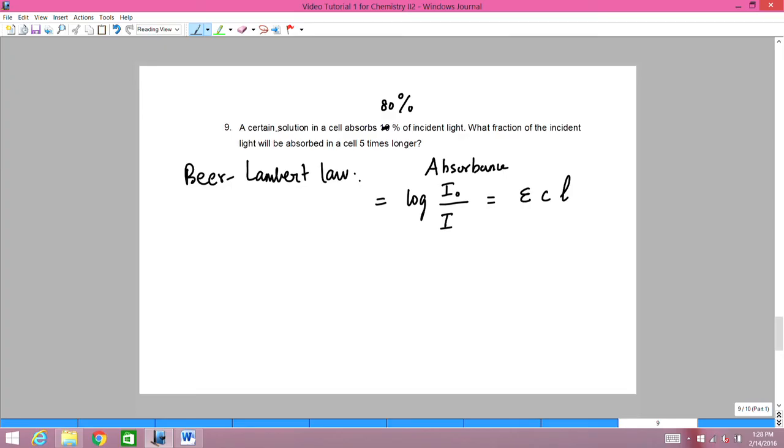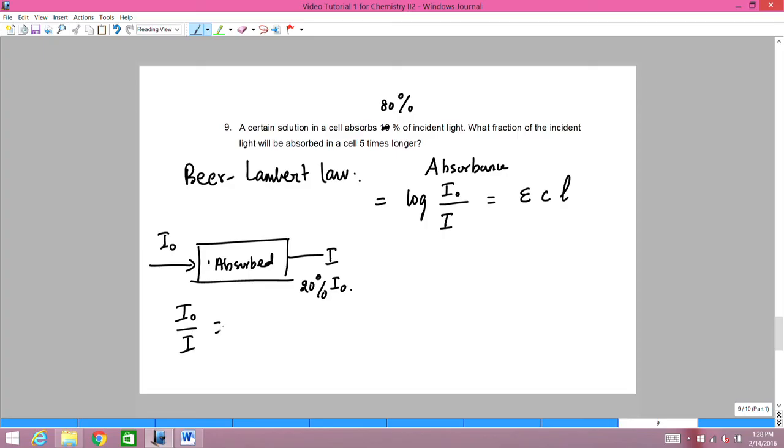Now, when you say a cell absorbs 80% of incident light, what it means is that obviously when I naught and I are looked at, I is 20% of I naught, because the rest is absorbed. So, when 80% is absorbed, 20% is transmitted. Therefore, I naught by I is 5. So, log 5 is some epsilon for that substance times its concentration times the length of the cell.